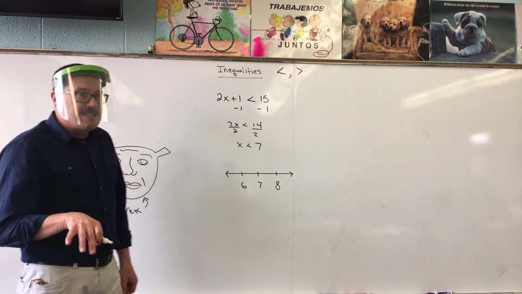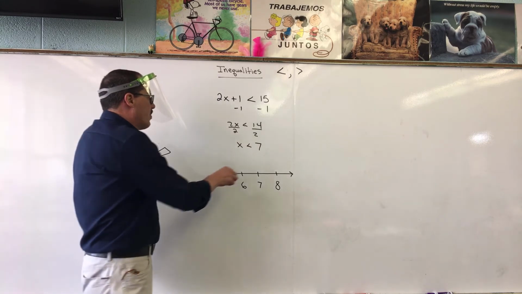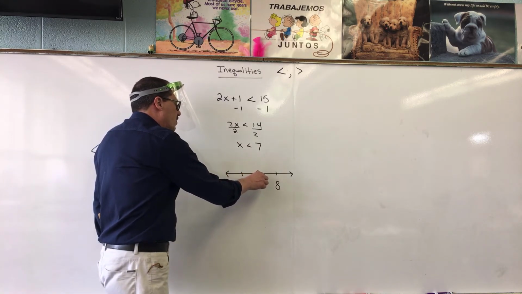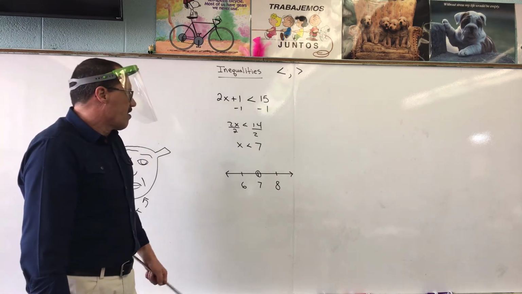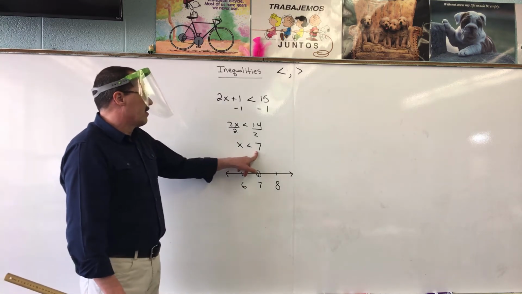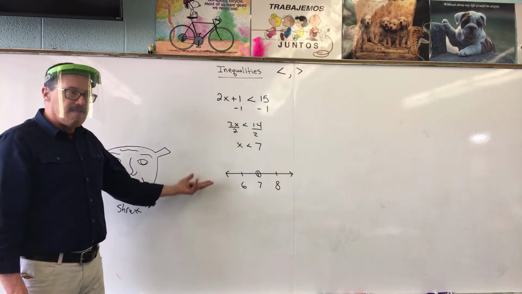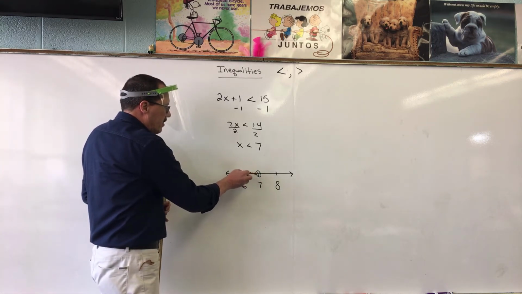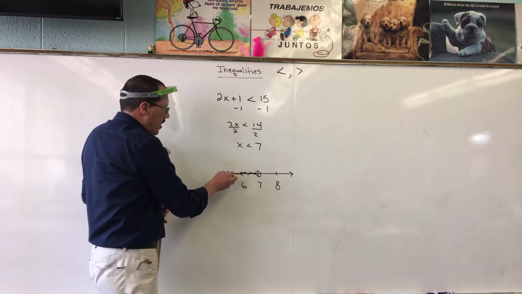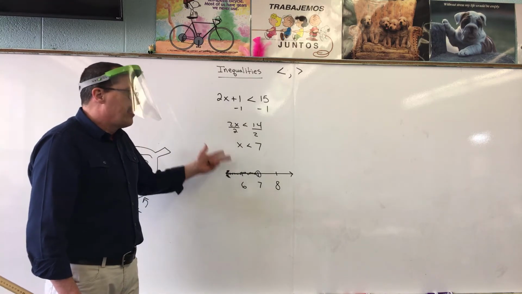Alright, now if it's less than 7, that means it does not include 7. So what you do is you go to 7 and you make an open circle around the 7 because it doesn't count. Now where are the numbers that are less than 7? Are they to the left? Yes. Or are they to the right? They're to the left. You guys agree? Okay, so that means that we need to take right here and color this in. And you also need to color the arrow in too, all the way down like that. That's the final answer.